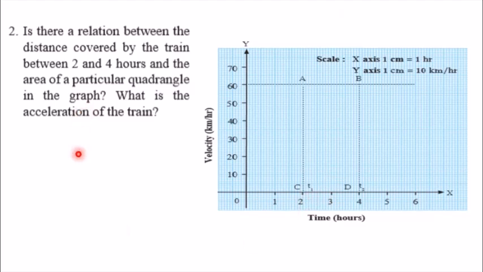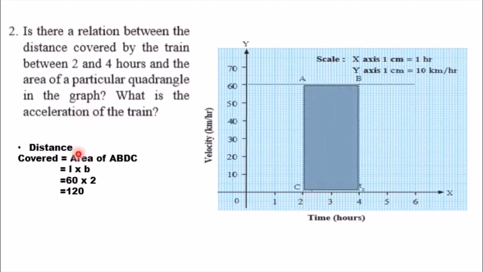So the area of the quadrangle ABDC will be length into breadth. Length here is 60, breadth is 2. 60 multiplied by 2, we will get 120 kilometers. So yes, distance covered is equal to the area of ABDC. That means yes, there is a relation between the distance covered by the train and the area of ABDC, which is the quadrangle here.